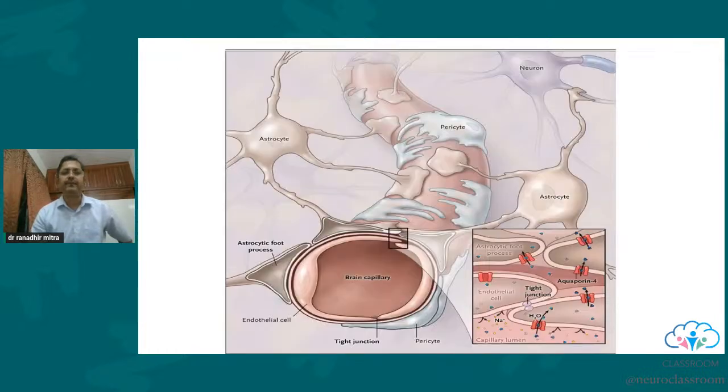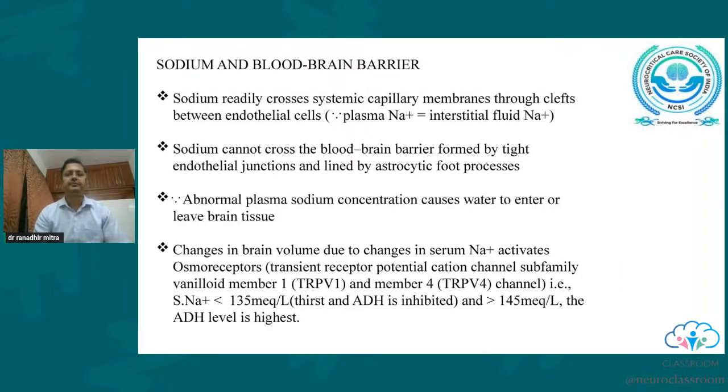In the blood-brain barrier, because of tight junctions between the foot processes of the astrocytes and the endothelial capillaries, sodium cannot permeate. So what can move is water only. Any abnormality of sodium, either lowering or increase of sodium, will cause a simultaneous change in water movement across the blood-brain barrier. This change in brain volume due to sodium, because of ingress or exit of water, stimulates the osmoreceptors in the brain.